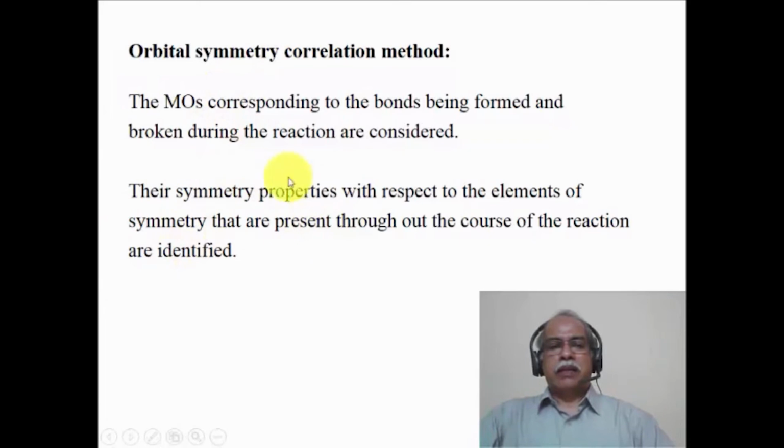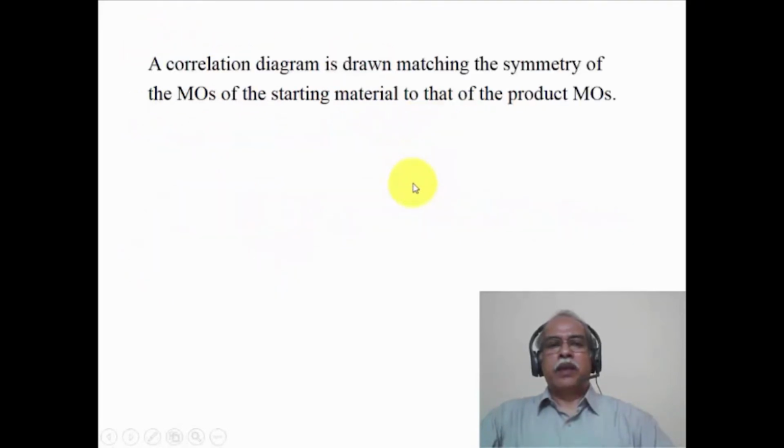So we'll consider illustrative examples in a minute, but try to understand that the symmetry property with respect to the element of symmetry that is present throughout the course of the reaction is what is important for constructing the molecular orbital symmetry correlation methodology.